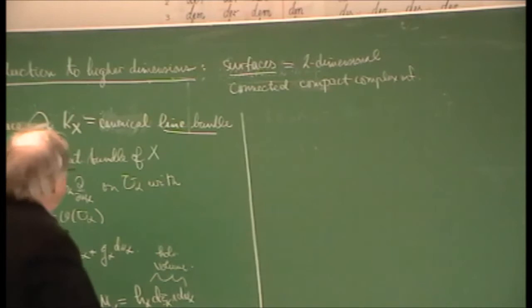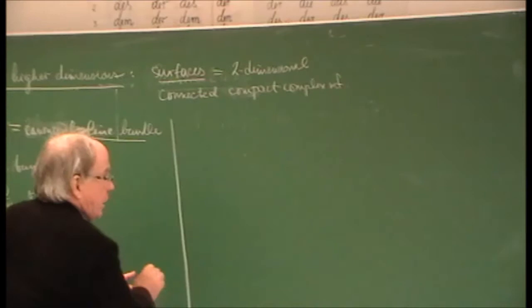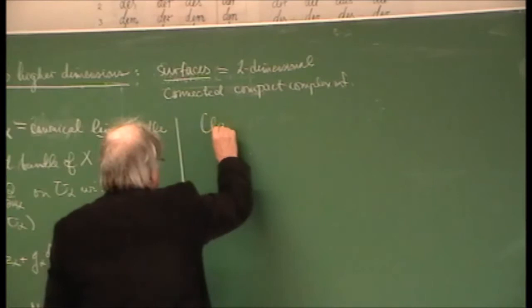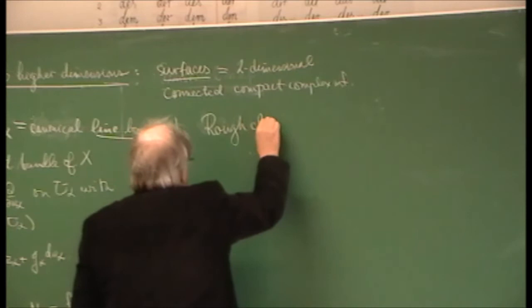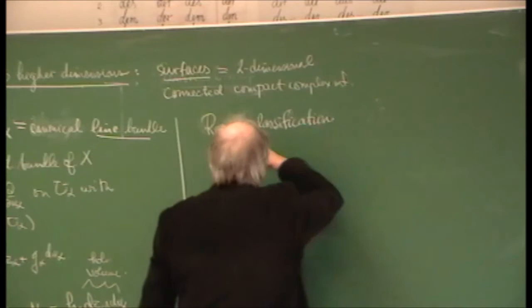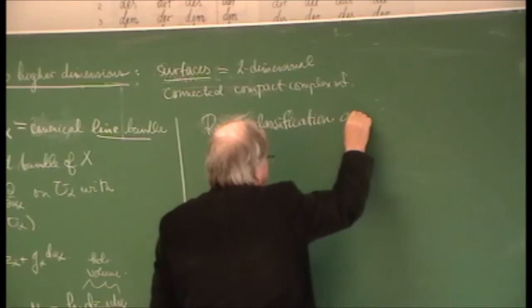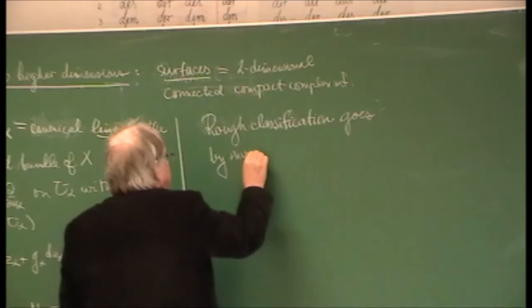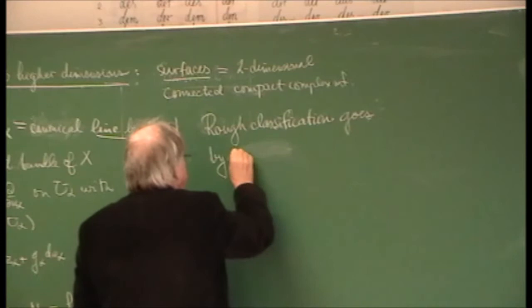What do I want to say about that? The classification of surfaces, a very rough classification of surfaces, is partitioned by invariants related to the canonical bundle. So even one invariant, a particular invariant of the canonical bundle.